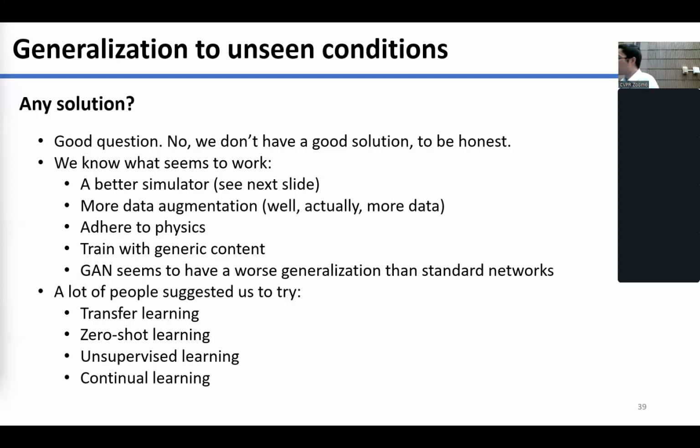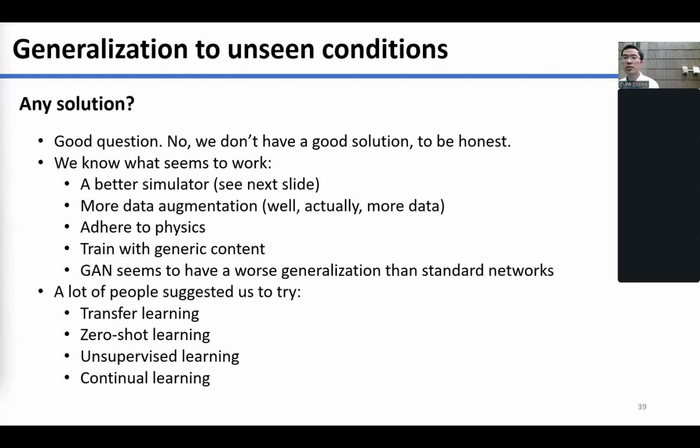What we have seen so far that seems to work is that the simulator plays an extremely big role here. If you have a good simulator, you can synthesize a lot of images and cover a wide range of conditions. If your simulator doesn't work, then the number of cases that you can cover will be a lot more limited. You need to do a lot of data augmentation, a lot of data. You need to adhere to physics. You need to use as much physics as possible so that you can be more robust to various conditions. You better train with generic content if you are not certain which scene you're going to apply to. But if you're looking at faces, of course, training with faces would be a lot better.